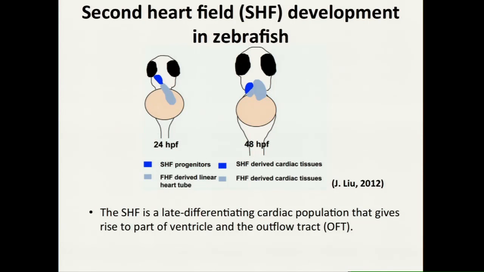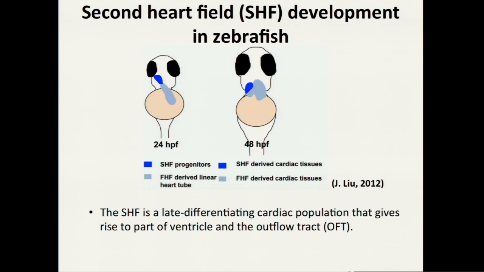Like all vertebrates, the heart of zebrafish is composed of two separate populations, the first heart field and second heart field. As you see, the light blue indicates the first heart field, already differentiating cells, and the dark blue is the second heart field that differentiates later and adds to the first heart field derived primitive heart tube and contributes to the ventricle and the outflow tract.